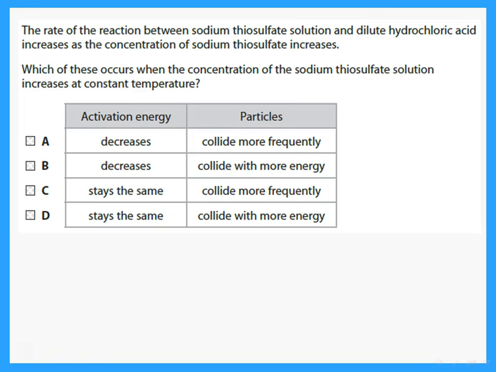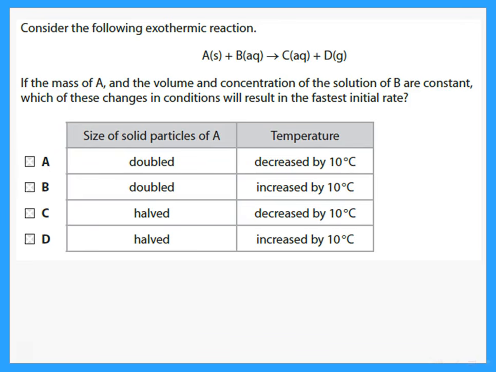The rate of the reaction between sodium thiosulfate solution and dilute hydrochloric acid increases as the concentration of sodium thiosulfate increases. Which of these occurs when the concentration of the solution increases? So he's increasing the concentration. What would happen to the activation energy? Nothing. Remember, the activation energy changes only if I add catalyst. Changing concentration will do nothing to the activation energy, but you will have more collisions at the same time, so particles collide more frequently because now you have more particles in the solution.